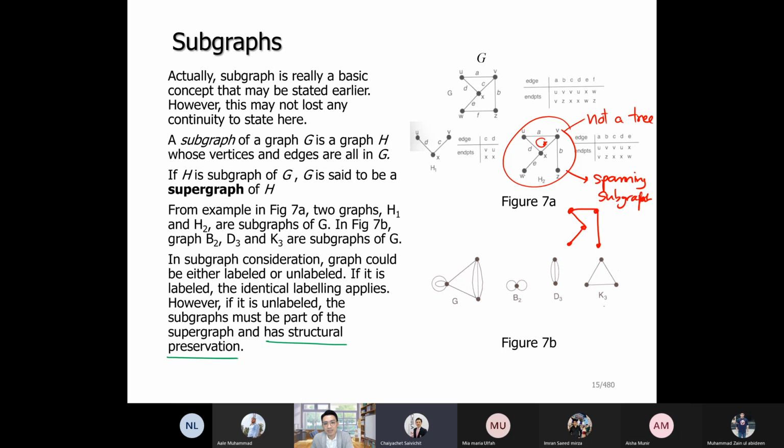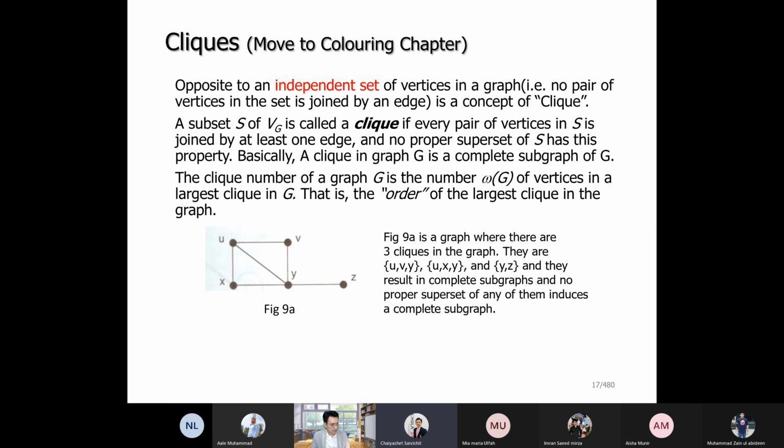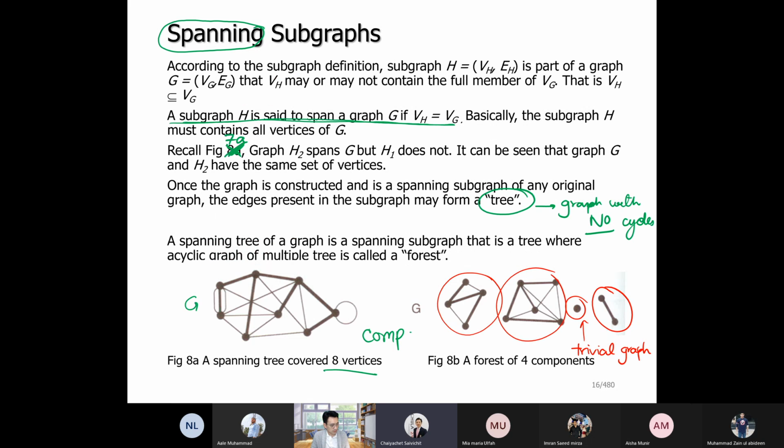Professor, I have a question. In the next slide, it is mentioned that graph H2 spans G, but H1 does not. Can you move to the next slide, please? Oh, the right hand side does not span. The right hand side we call a forest.